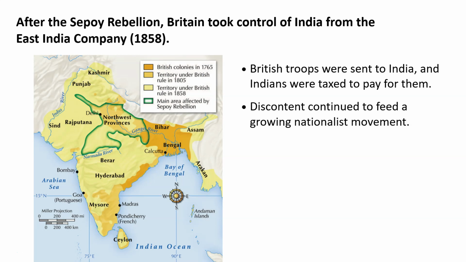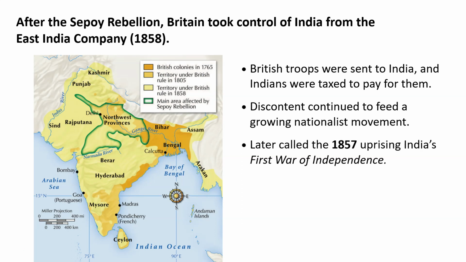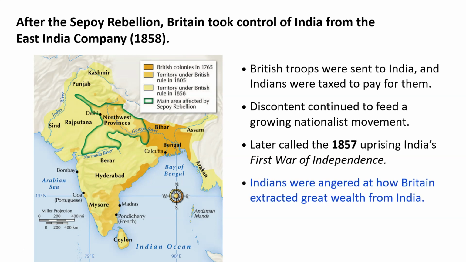As you can imagine, among the Indian people, discontent continued, and there's a rising nationalist movement, so India for the Indians, to try to get rid of the British presence. And many historians look back at the Sepoy Rebellion of 1857 as the first Indian War of Independence. Indians, like many other areas of Asia and Africa, were frustrated and angry at how Britain extracted wealth from India for the benefit of the mother country.